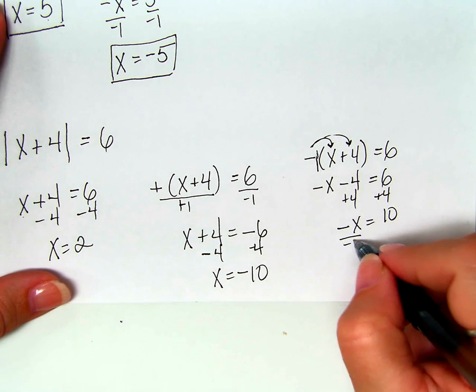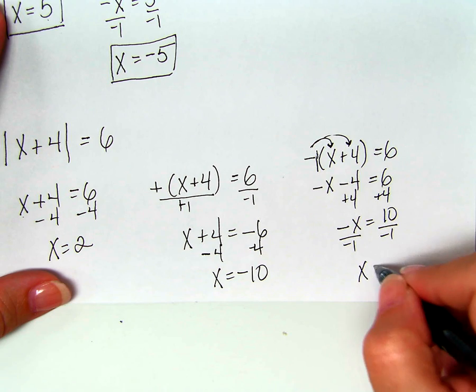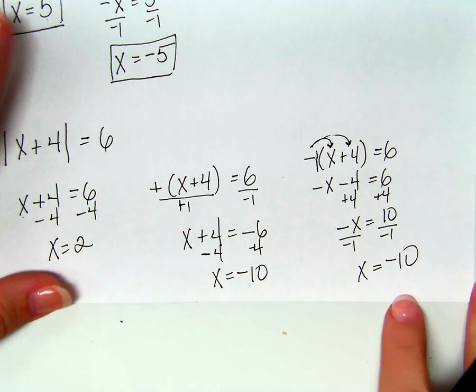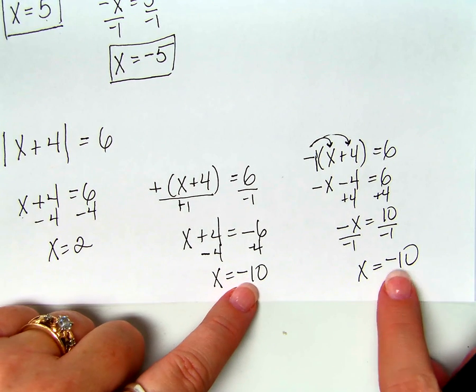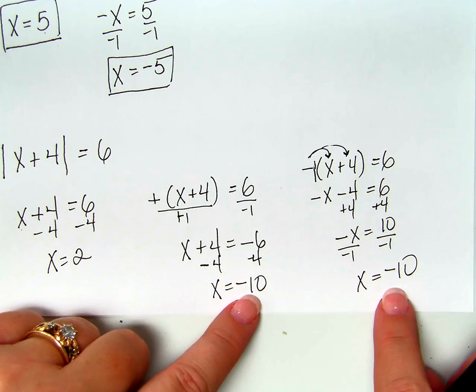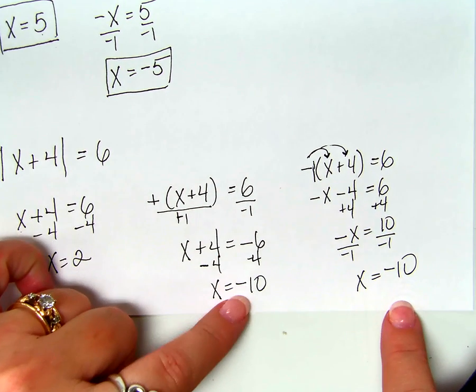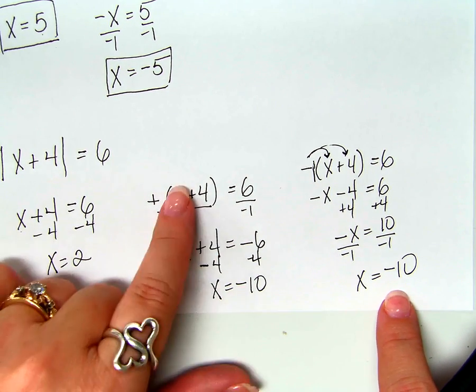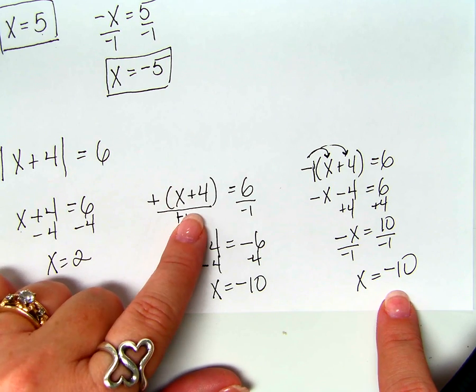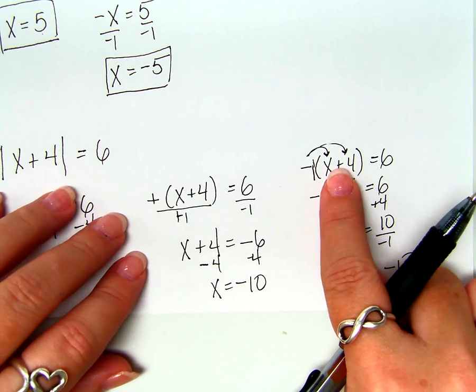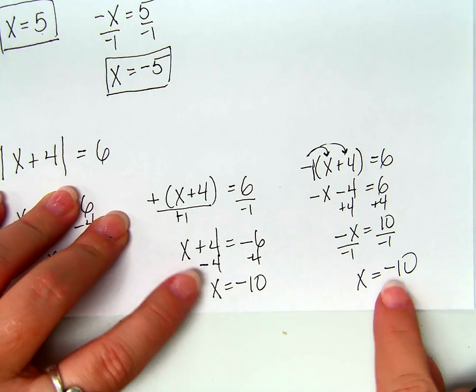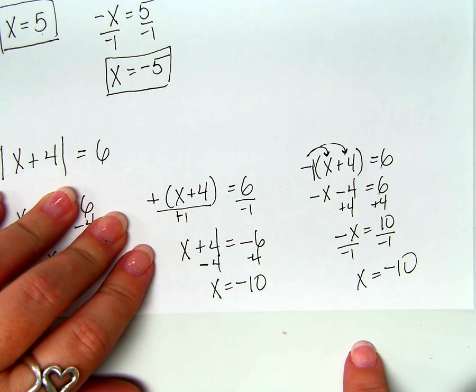And then I could divide both sides by -1 and get x equals -10. Look at the answers. They're the same. I got the same answer doing it two different ways. That's okay. I don't know if you're more comfortable dividing the negative way first or if you're more comfortable distributing the negative first. You're going to get the same answer both ways.